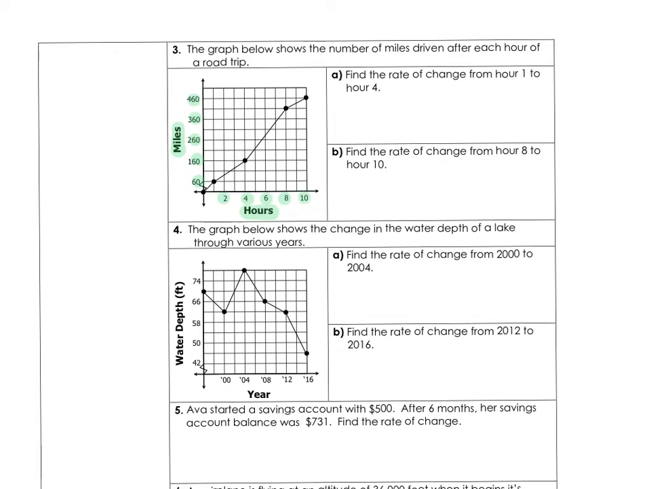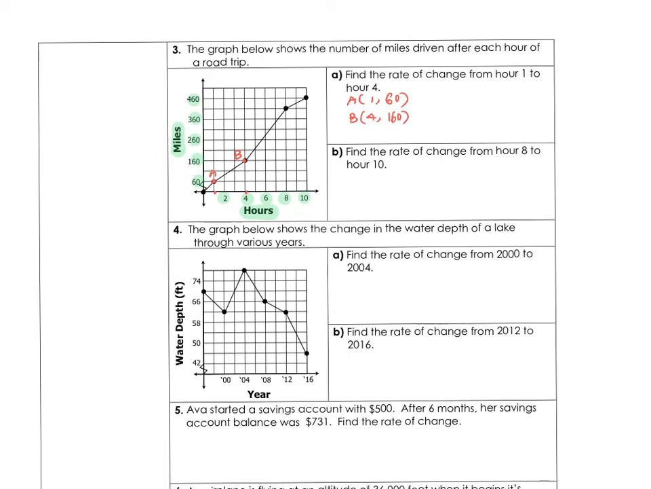Find the rate of change between hour 1 and hour 4. Hour 1 is here. Hour 4 is here. And the mileage is indicated by these 2 red dots right here, right? So I have to read the coordinates. I'm going to call this point A and point B. So point A would be 1 on the x-axis, 60 on the y-axis. Point B would be 4 and 160.